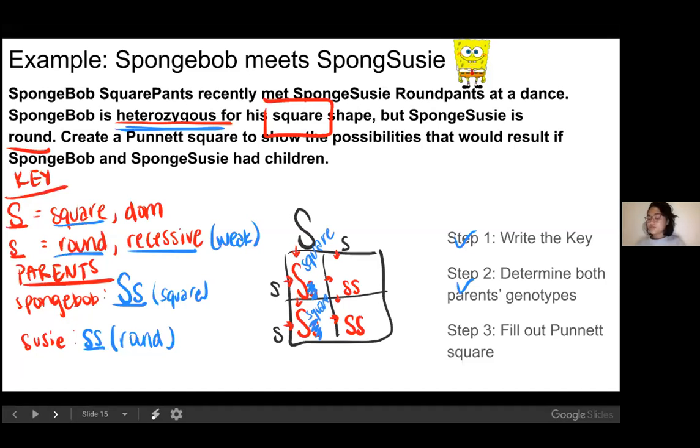Excuse me. This box over here, we have 2 little s's. And 2 little s's means that this child is actually going to come out round. And this box also has 2 little s's. So this child is going to be round. So it is possible for SpongeBob to have round children if he just meets the right type of girl.